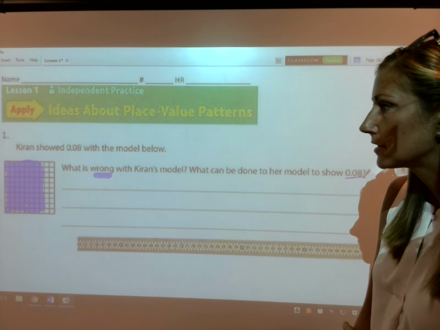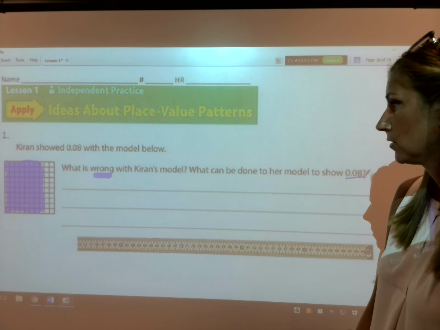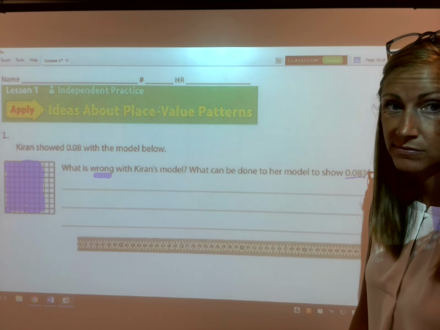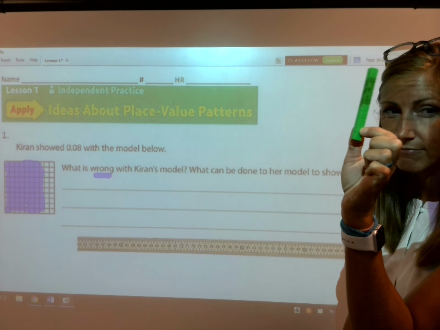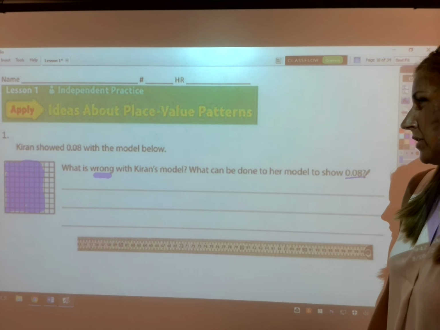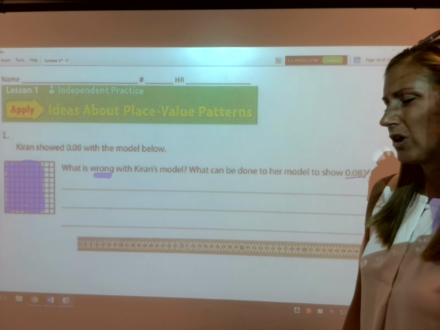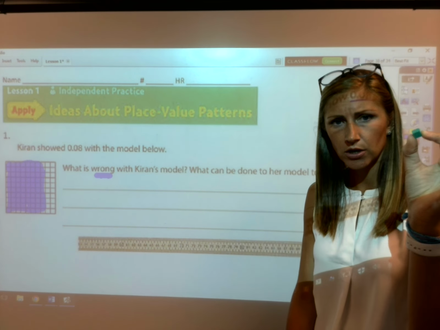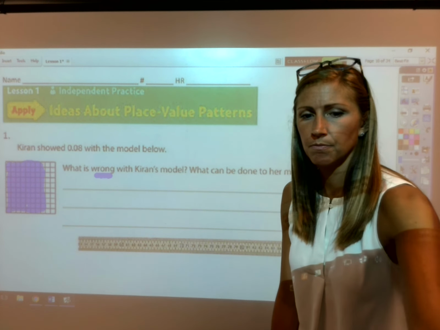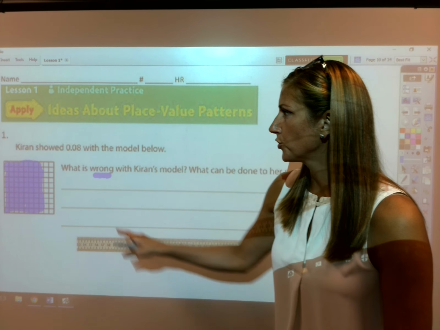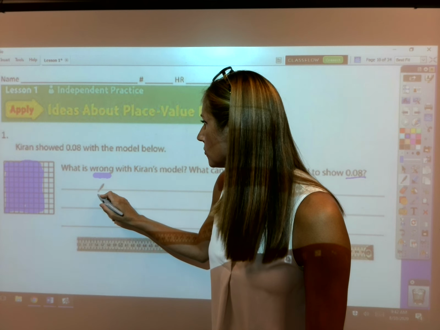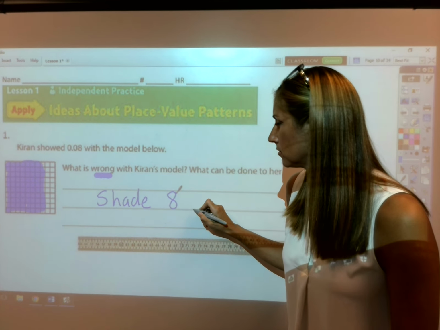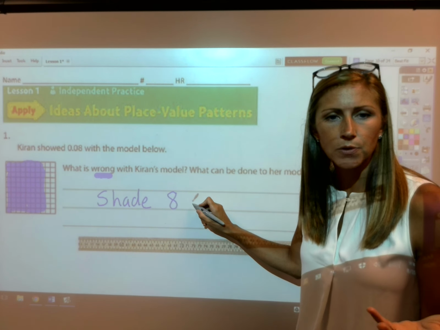So I see 8 shaded there, but that's actually 8 what? 8 what? 8/10. So what could we do? 800ths, that's with these, right? Our units. Cube. So if I'm going to show just 8 of those, we would need to shade 8. You could say what? You could, if 8 what?